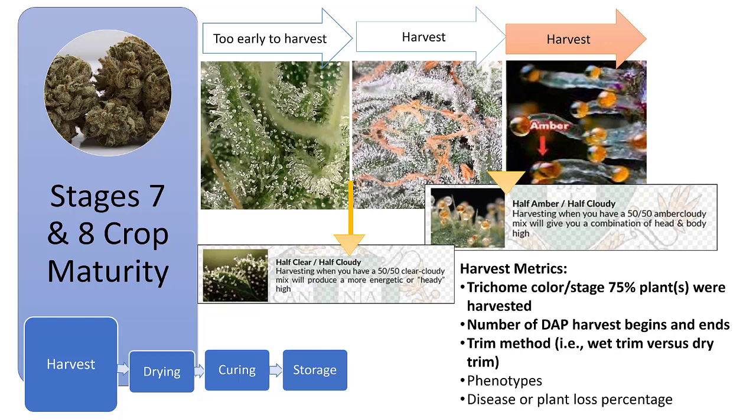And then there are subphases of harvest, like half clear, half cloudy, half amber, half cloudy, that you can harvest in, that are supposed to have different effects on the user, and they kind of relate to that chart I showed. Are they more sedative? Are they more energizing? They say it depends on when you harvest.